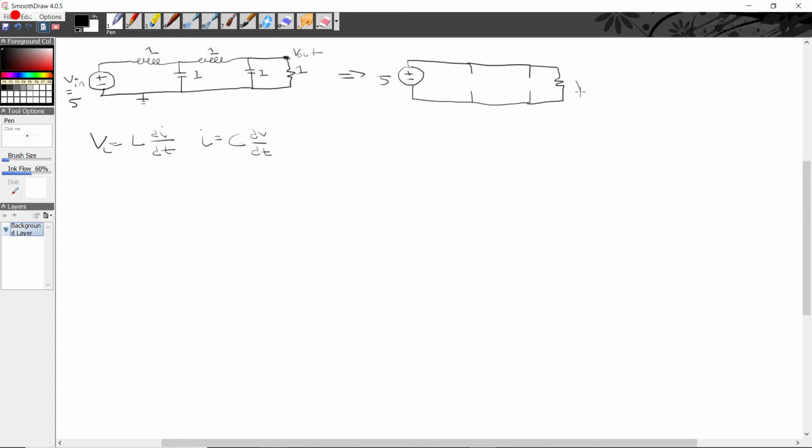So really, we just have a circuit that looks like this, and we can simplify it down further to just this. So we have 5 volts, a 1 ohm resistor, and this is the V out we want to find. And so it turns out that's really easy. V out is just equal to 5 volts.